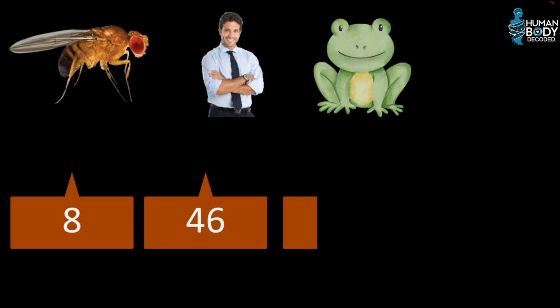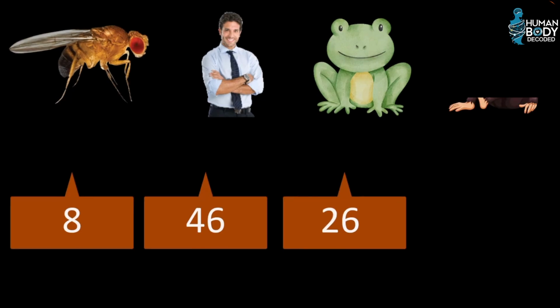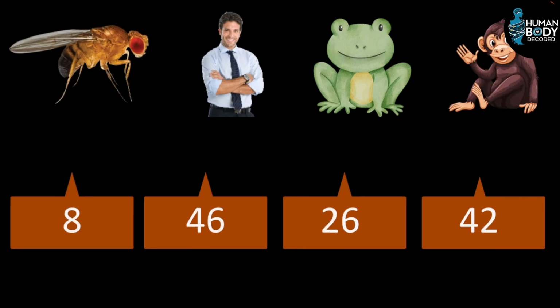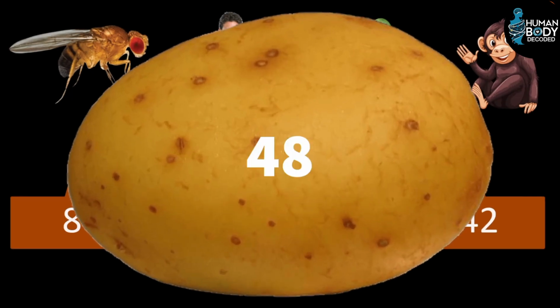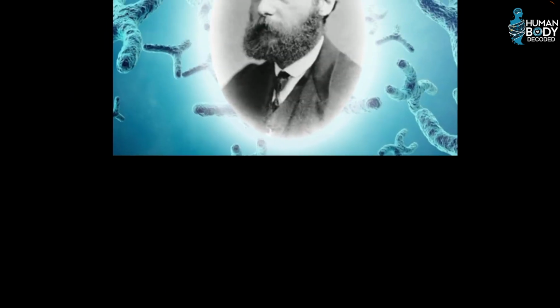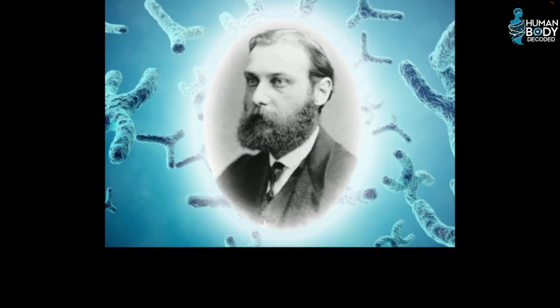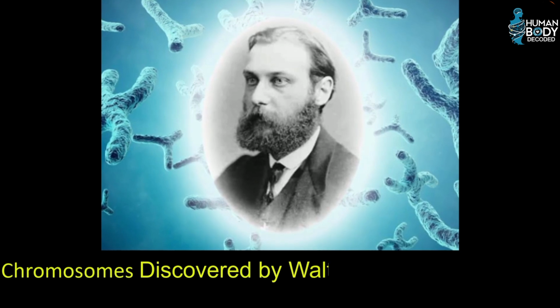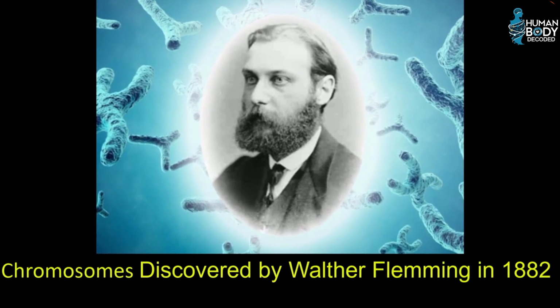In frogs, there are 26. In rhesus monkeys, there are 42. And similarly, in potatoes, there are 48 chromosomes. Now let's talk about the discovery of chromosomes. There was a scientist named Walter Fleming who discovered chromosomes in 1882.